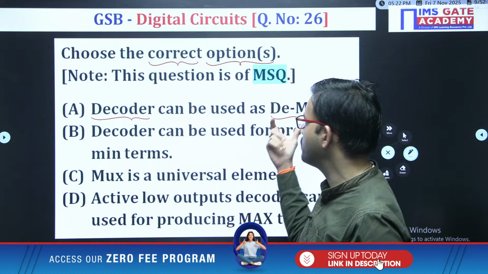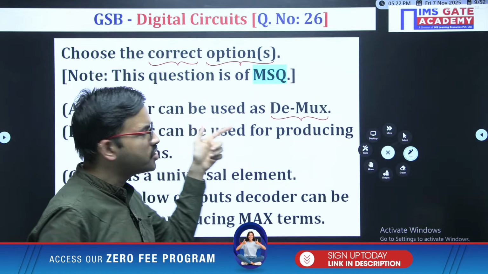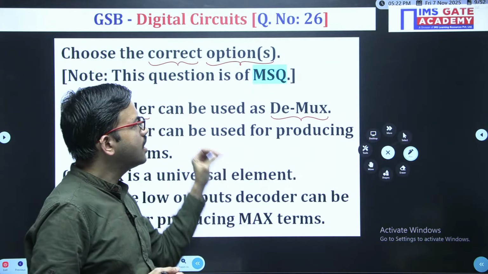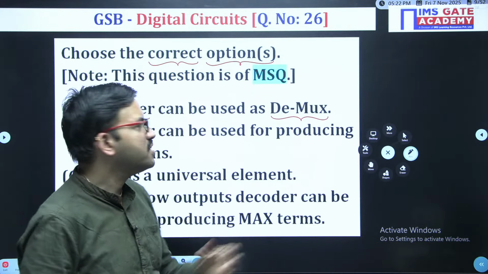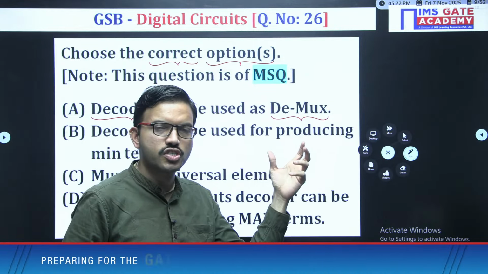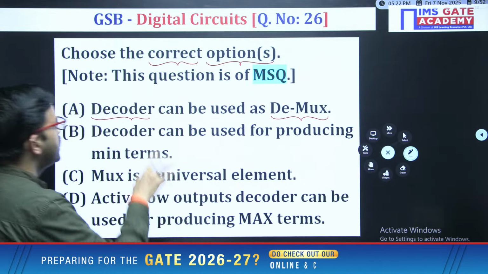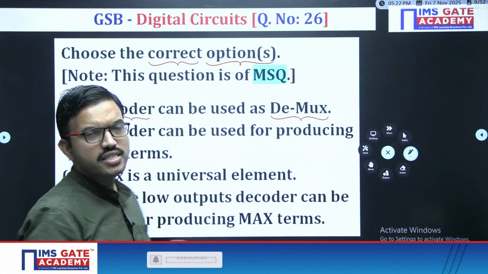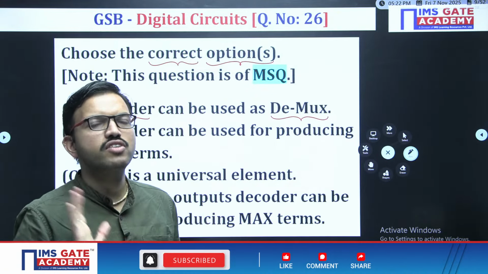And with the help of demux, what are we doing? We have a single input line. With the help of selection lines, we connect that input line to one among the 2 power n outputs. That means this demux acts like a switch, a serial to parallel converter we can say, right? So decoder and demux are functionally different, but from the internal hardware circuit point of view, both are one and the same.